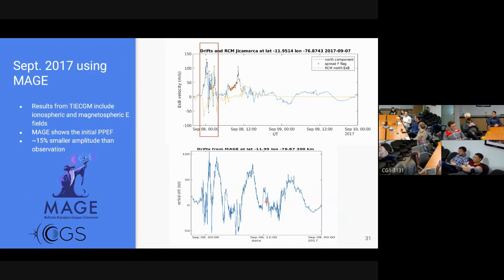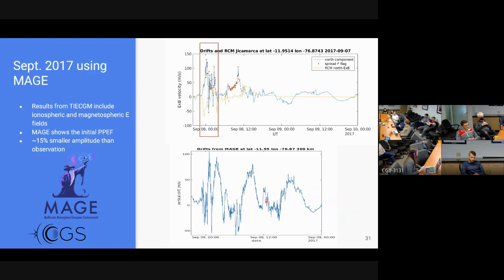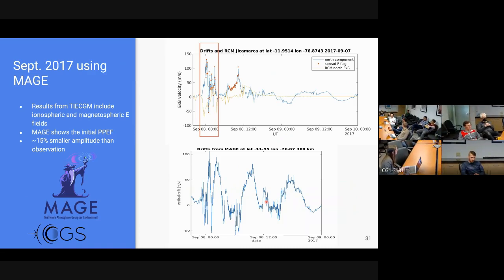I remember the penetration can also be very long lasting. There's a paper reporting a long-lasting penetration, even on the order of one day or more than that. Okay, that's quite unusual though.